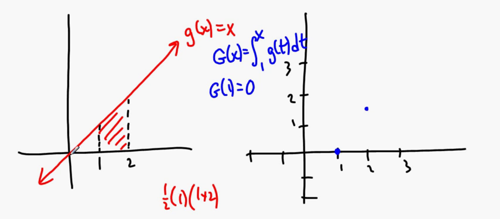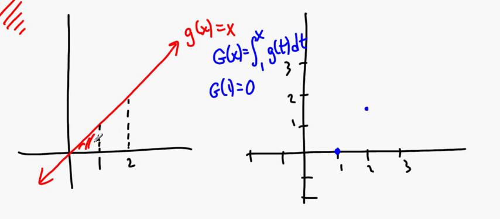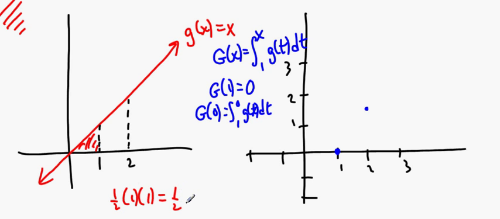And then I start thinking about what capital G of 0 is. Capital G of 0 is the integral from 1 to 0 of g of t dt. Well, capital G of 0, that's this area. That's 1/2 base times height. That's 1/2, but we're reading from right to left, and so that's a negative answer.